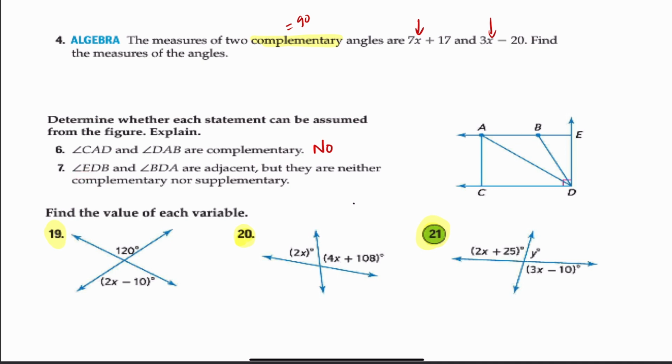Angle EDB and angle BDA are adjacent, but they are neither complementary nor supplementary. So here is EDB, and then here is BDA. And remember, supplementary means 180 degrees. Let me think. 120 and 60, those are examples of supplementary angles. So think, does this look supplementary to you? And does it look complementary to you? So remember, complementary means 90 degrees. Add up to 90 degrees to be exact.